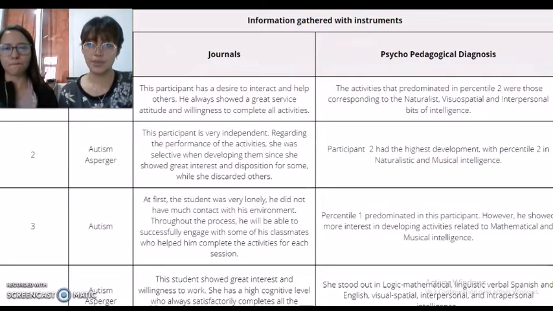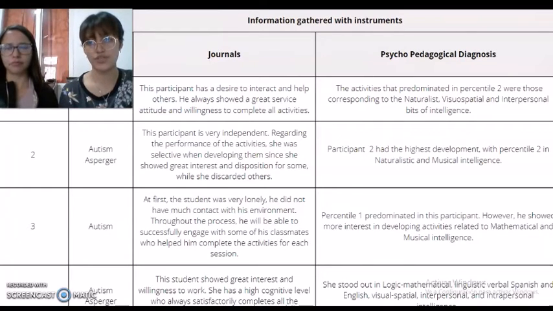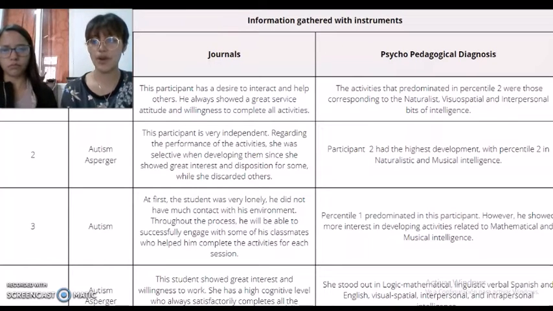So, talking about the semi-structured interview, in this interview we were able to know the official diagnosis for each student. Our participant 1 has autism. Our participant 2 has autism Asperger. Our participant 3 has autism, and our participant 4 has autism Asperger as well.